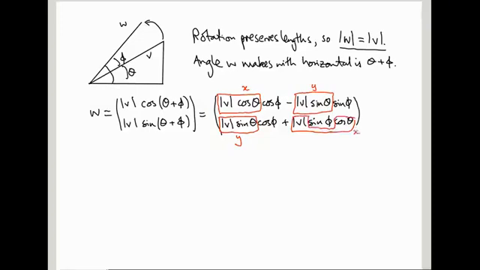Rewriting this, we have x cos phi minus y sine phi, and then I'm just going to switch the order of these: x sine phi plus y cos phi. So this expresses w, this rotated vector, in terms of the original vector and its components x and y, and the angle phi. It allows you to see how the angle dependence and the vector dependence are separate things.